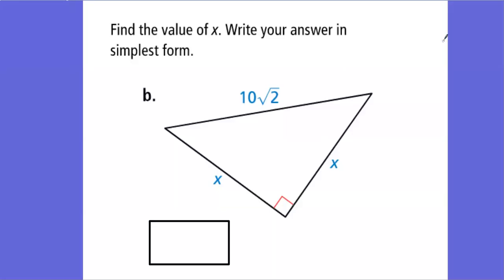Here's our second example involving working with a special right triangle, the 45, 45, 90. And notice this time we don't have these values. We have the side that is across from our 90-degree angle, our right angle, and we know it's 10 root 2. Once again, if you look at this, we have congruent sides.